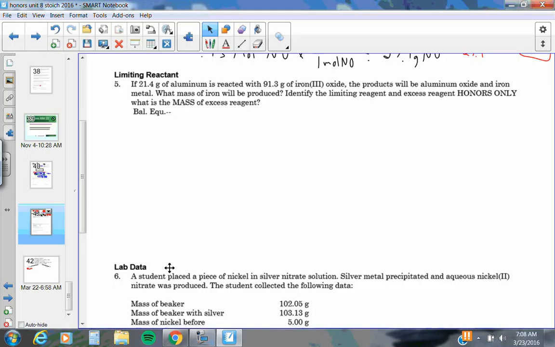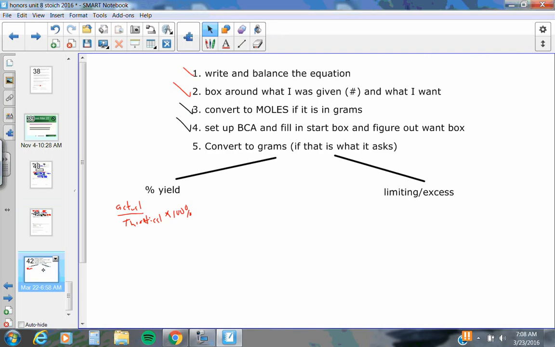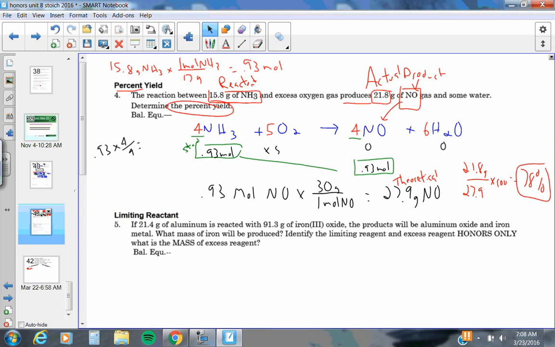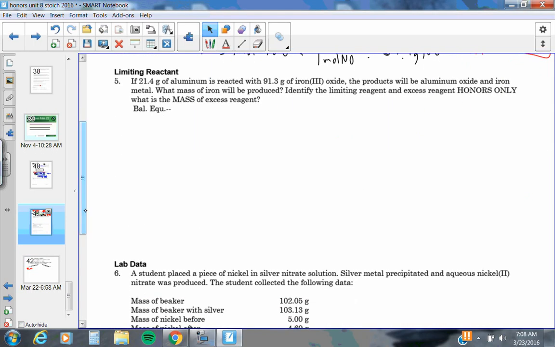The next ones, limiting reagent and excess reagent, are the more complex ones, but we're still going to follow some basic things that we did before. We still have to follow some basic guidelines, like write and balance the equation. We have 21.4 grams of aluminum reacted with 91.3 grams of iron 3 oxide.